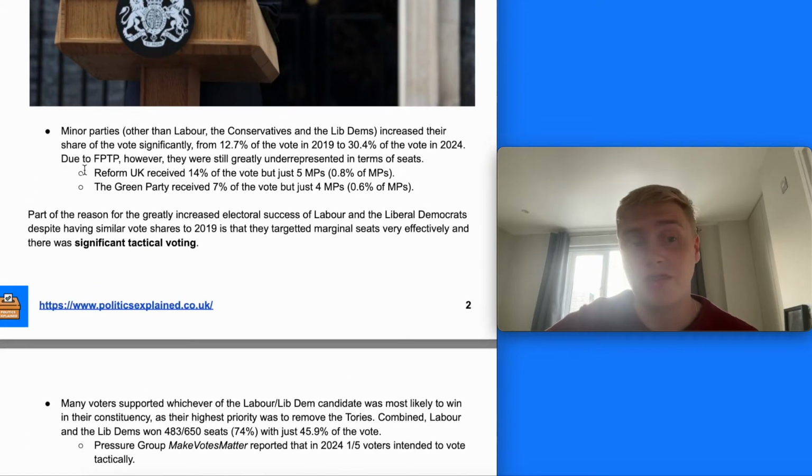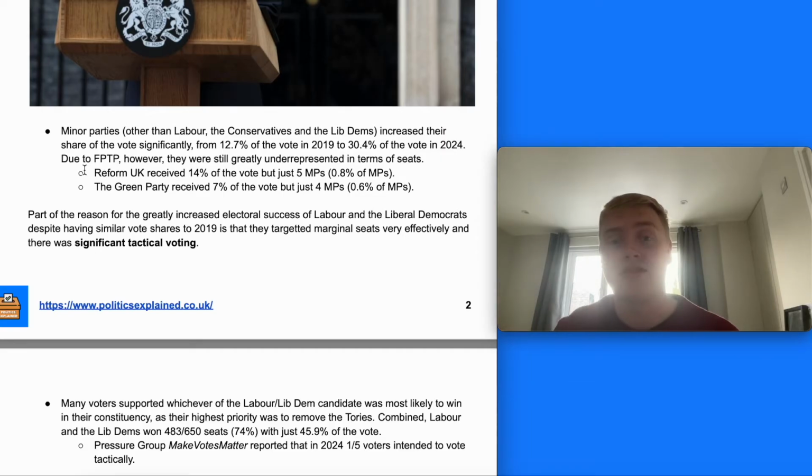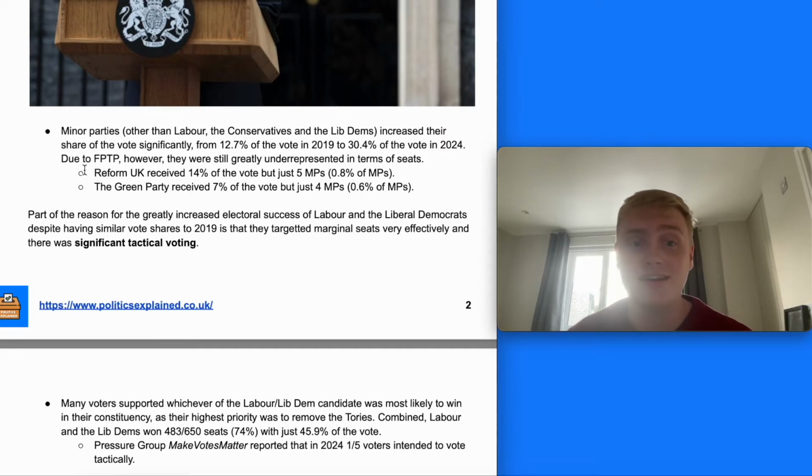You see that as well with the minor parties. So minor parties, and here we're considering it other than Labour, the Conservatives and the Lib Dems, increased their share of the vote significantly. So they got just 12.7% of the vote in 2019, and we're going to talk about this a lot more when we look at minor parties and the party system later on in the video, to 30.4% of the vote in 2024. But due to first past the post, it was still greatly underrepresented in terms of seats.